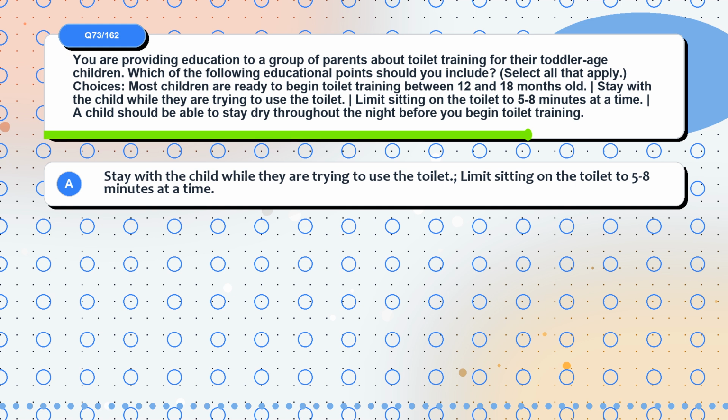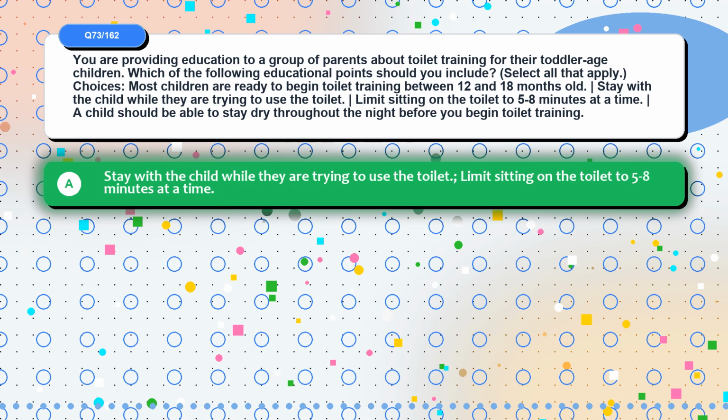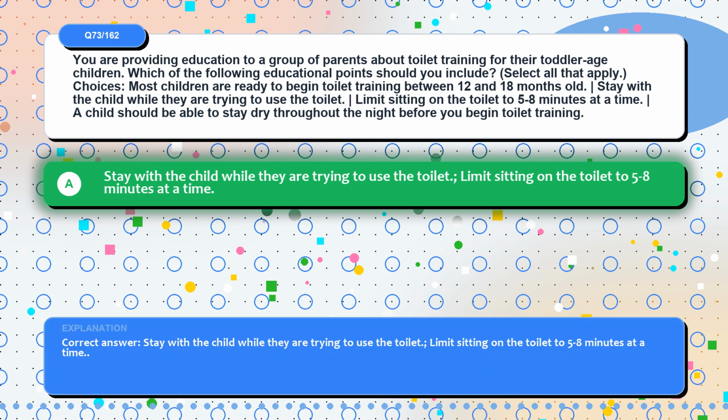Here are the options. Option A. Stay with the child while they are trying to use the toilet. Limit sitting on the toilet to 5-8 minutes at a time. The correct answer is option A. Stay with the child while they are trying to use the toilet. Limit sitting on the toilet to 5-8 minutes at a time. Correct answer. Stay with the child while they are trying to use the toilet. Limit sitting on the toilet to 5-8 minutes at a time.